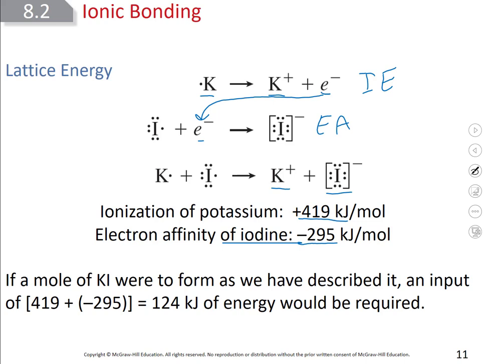Now, if we take these two processes and put them together and find the energy of this process, it'll just be the ionization energy of the potassium plus the electron affinity of the iodine to do both processes together. When we do that, we end up with positive 124 kilojoules. Now, the problem is that means overall the process requires energy. So in order to make an ionic compound, it should require energy. We agree with that? According to this math.